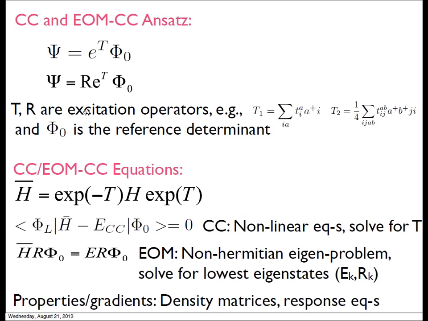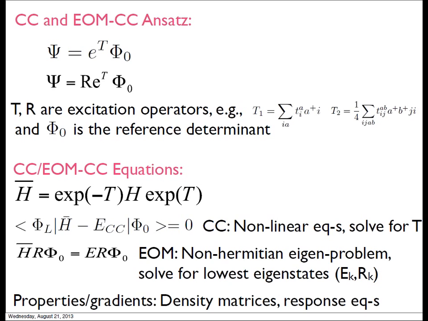So what are the excitation operators? They may have different forms. T1 and T2 are shown here. They're plain excitation operators in the sense that the numbers of creation and annihilation operators are similar. And they're a linear combination of all possible excitations. And these numbers, t_ia, t_ijab, they are amplitudes of the wave function. So when we solve coupled cluster equations, we solve for the amplitudes. This is our wave function.